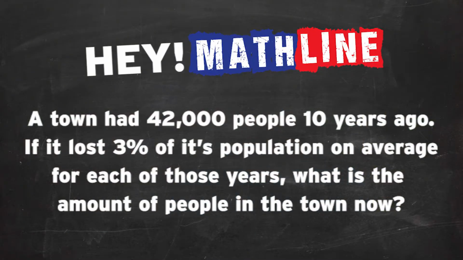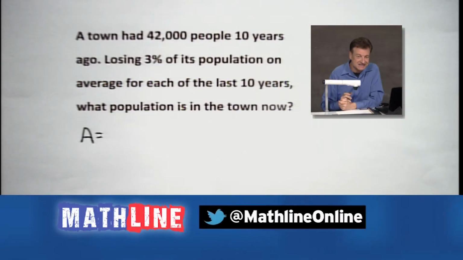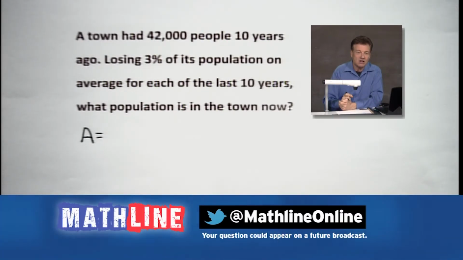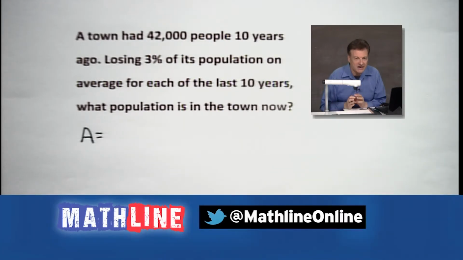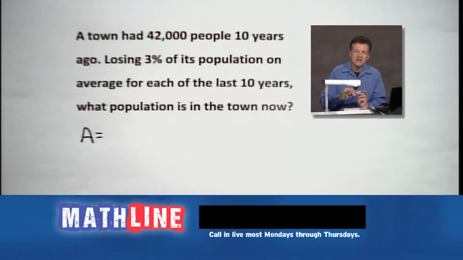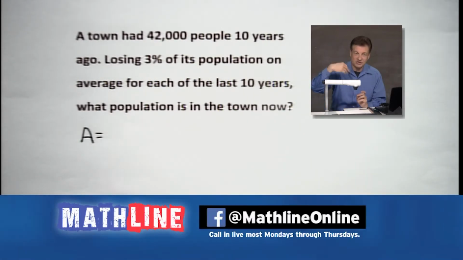Wow, James, thank you. A town had 42,000 people 10 years ago. It lost 3% of its population on average for each of those years. What is the amount of people in the town now? So let's see what this is doing. All right, for each of the last 10 years, we are losing 3%. You say, well, Ernie, that doesn't sound like a lot. 3%. You're thinking 3% of 42,000, but keep in mind you're on the average losing that 3%. So it's a downhill slide. It's definitely a downhill slope.